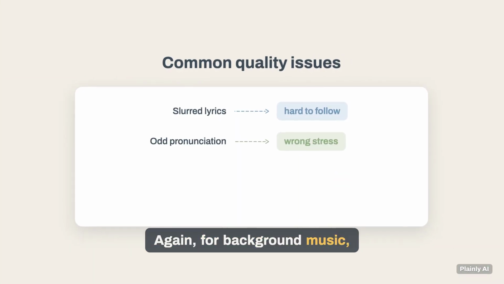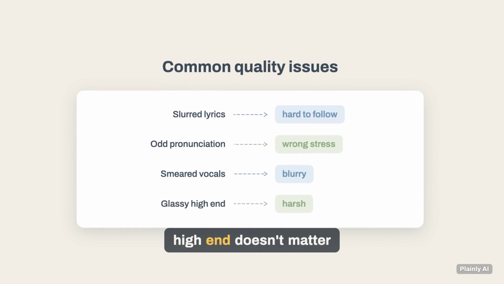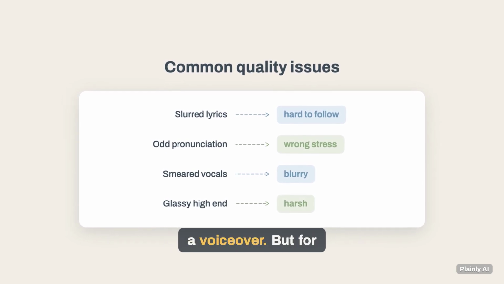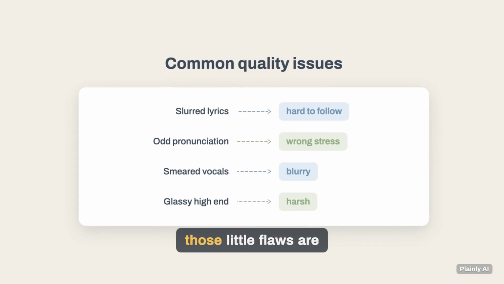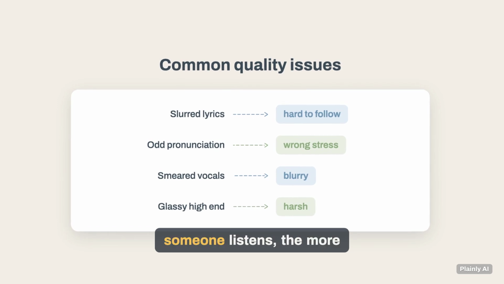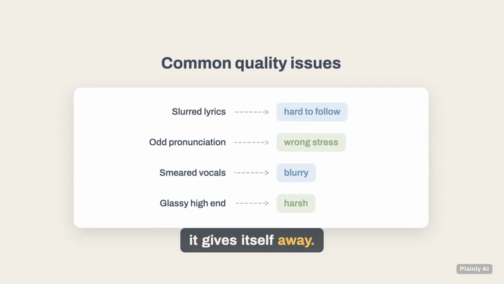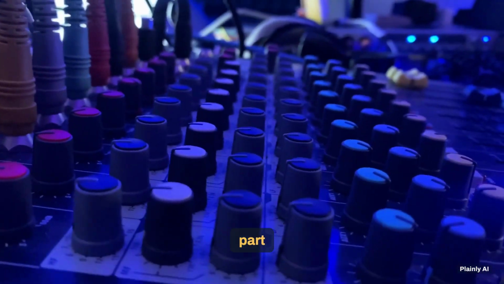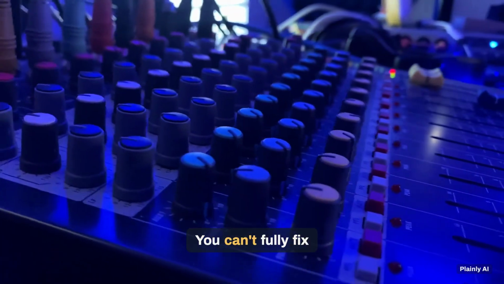Again, for background music, fine. Mud in the high end doesn't matter when it's buried under a voiceover. But for a foreground song, those little flaws are exactly what your ear locks onto. The closer someone listens, the more it gives itself away. And here's the honest part most hype videos skip. You can't fully fix this.